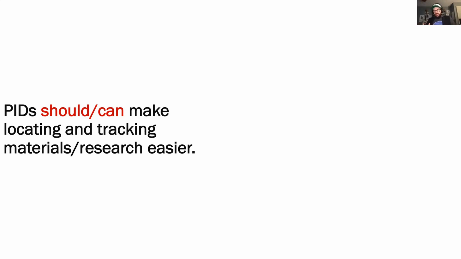So that's the basic understanding, that that's an easier way to locate and track your materials than a URL. URLs are one place that you don't really control, but a DOI can be updated and controlled over time.